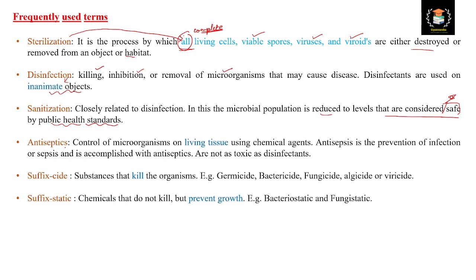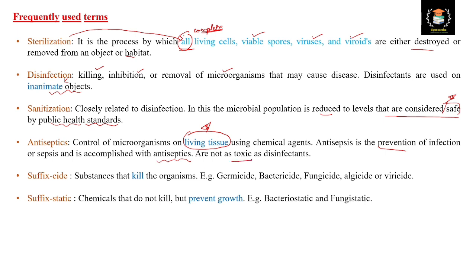The next term is antiseptics. The control of microorganisms on living tissues. This is the main term here. Disinfection is for inanimate objects and antiseptic is for living tissue. Antisepsis is the prevention of infection. Sepsis is infection. Antisepsis is prevention of infection. And to prevent sepsis, you use antiseptics. If you understand the term, then if you just go back to what is sepsis, what is antisepsis, and what are antiseptics, you can easily know what it is.